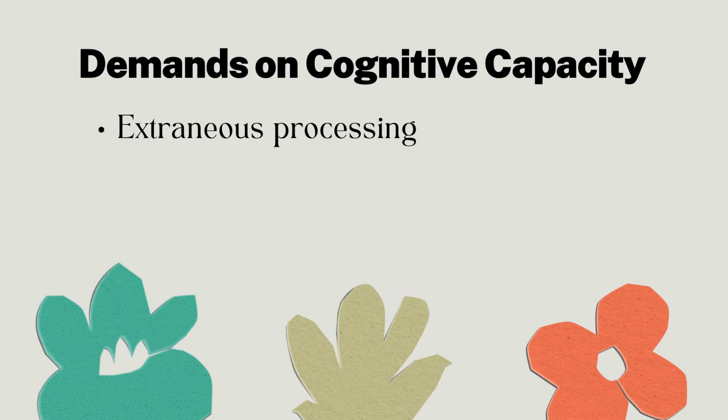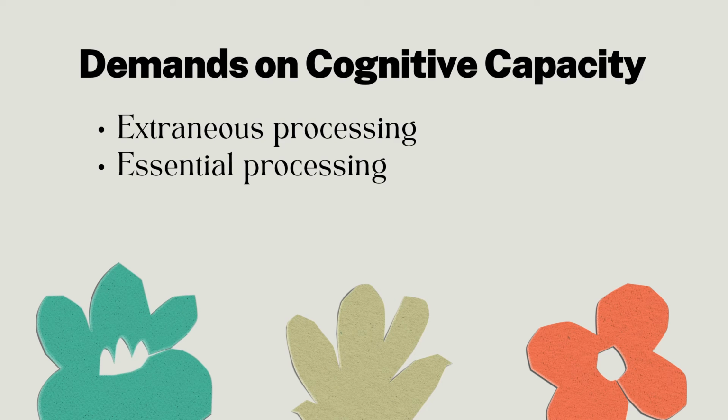One thing we should try to avoid when designing instruction is overloading the learner's working memory capacity. This theory says that there are three kinds of demands on cognitive capacity. Extraneous processing refers to cognitive processing that does not support the instructional goal and is caused by poor instructional design. For example, having an image on one page and the caption on another can cause the learner to look back and forth, which wastes cognitive capacity.